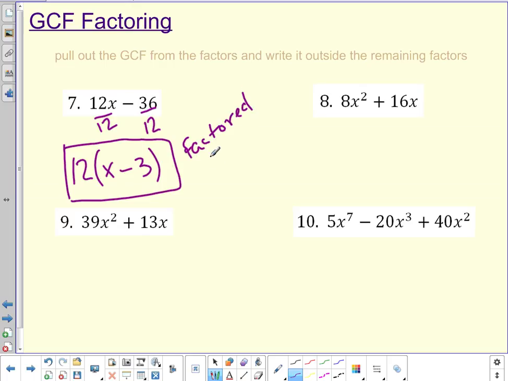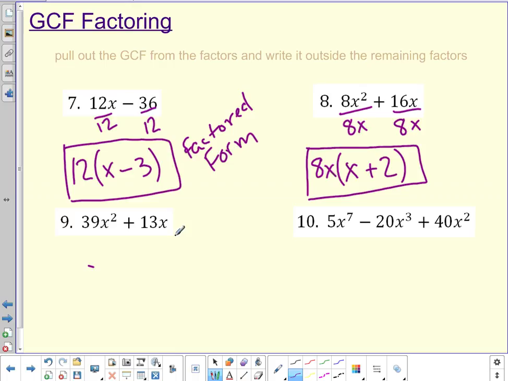From number 8, 8x squared and 16x, I can divide by an 8 and an x here because I've got a factor of 8 and a factor of x from both. So I've got an 8x out front, and then 8x squared divided by 8x is just x left over. 16x divided by 8x is just 2 left over. Again, that's my factored form.